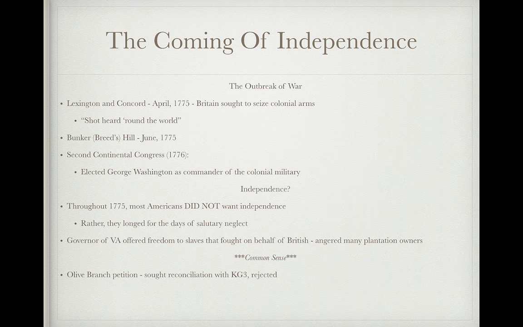But before we get to that, we're going to talk about the Olive Branch Petition, which sought reconciliation with King George III in Great Britain. This was after the fighting, and King George III says no.